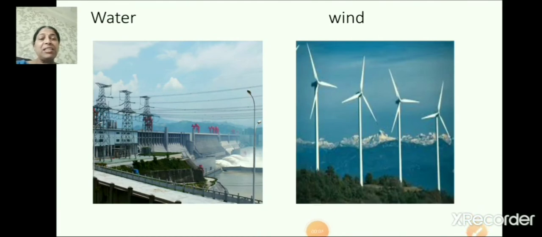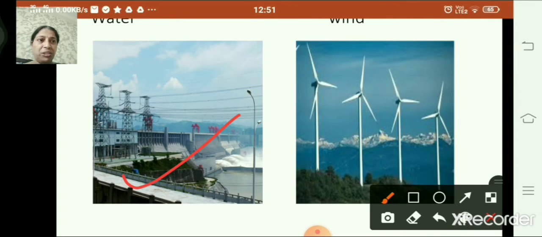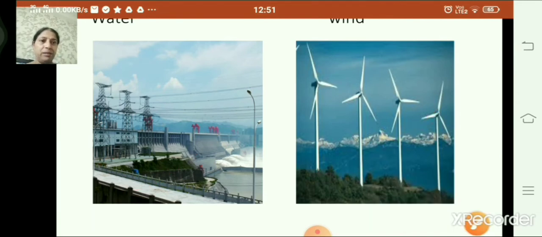Children, let us consider water and wind. Just look at these pictures on the screen. This is electricity generated from water and this is from wind. So children, you must have seen windmills, isn't it? Electricity generated from water. So children, there is unlimited supply of water. Water is replenished. It can be renewed. Water can be renewed because we have a water cycle in our environment. So water doesn't get exhausted. It is inexhaustible.